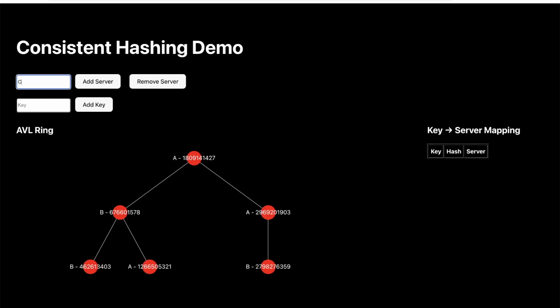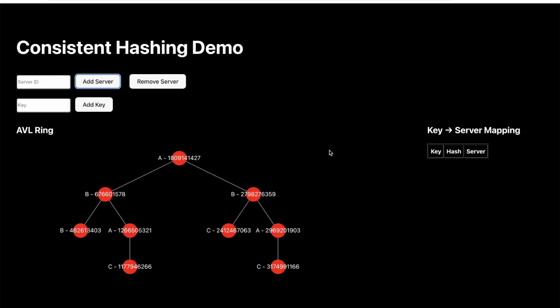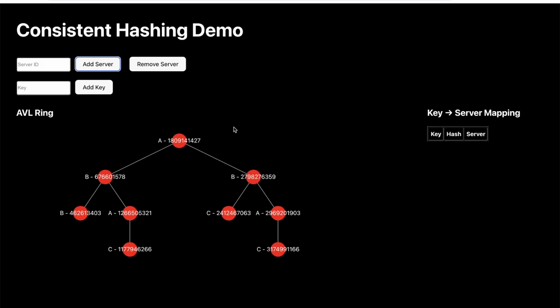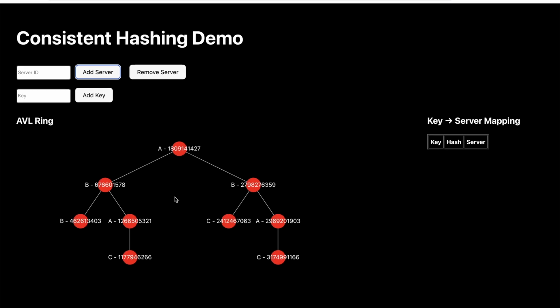Let me add one more. See, as I'm adding new servers, the tree is balancing itself, right? As you can see, it's not getting skewed to one side. It's moving nodes from here and there, and it's balancing itself. So this is how self-balancing trees work.